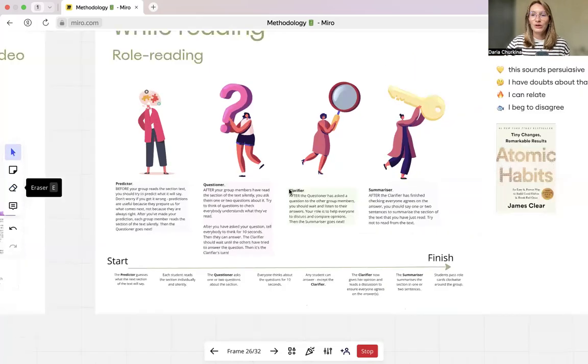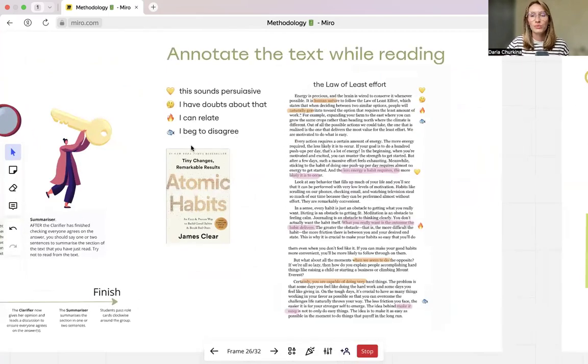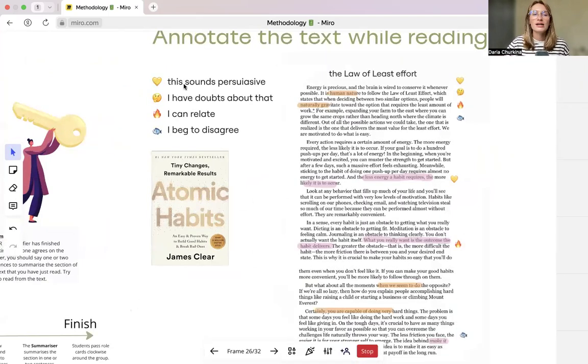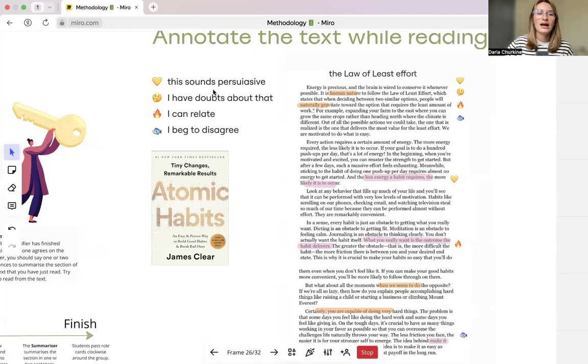Okay, one more is text annotations, of course. Again, you may change these prompts here. The idea is that you ask your students to react while they are reading, to annotate the text while they are reading. I have certain reactions here. This sounds persuasive. I have doubts about that. I can relate, or I beg to disagree.